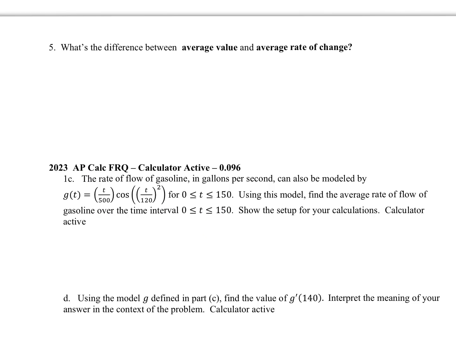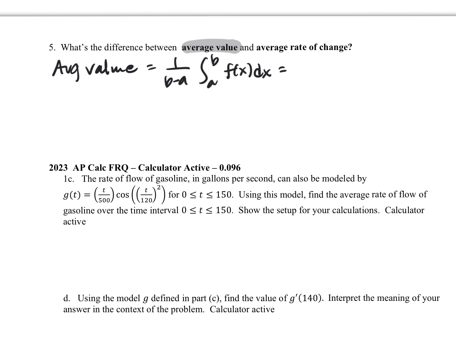That's it. Here's a little annoyance though. They often ask what's the average value versus the average rate of change. Whoa. I feel like they're kind of similar. Average value has been what we've been doing. So I want you to remind yourself, average value is that 1 over b minus a of the integral from a to b. Personally, sometimes I like to put it in words: it's the average quantity over a time period.